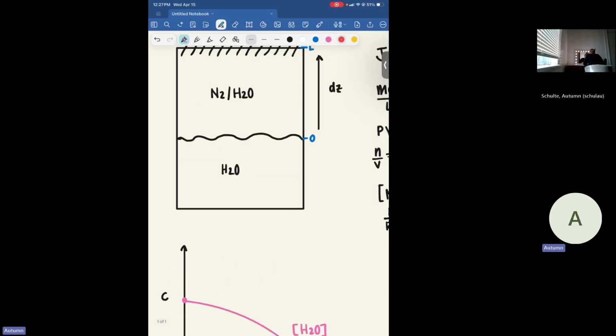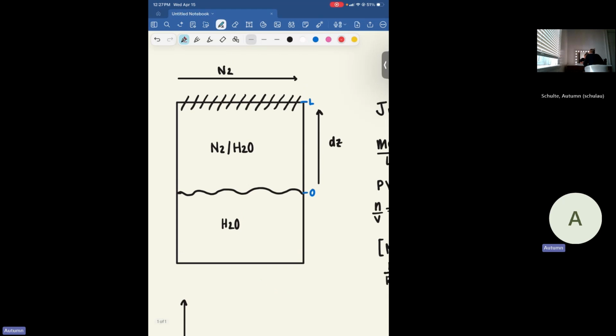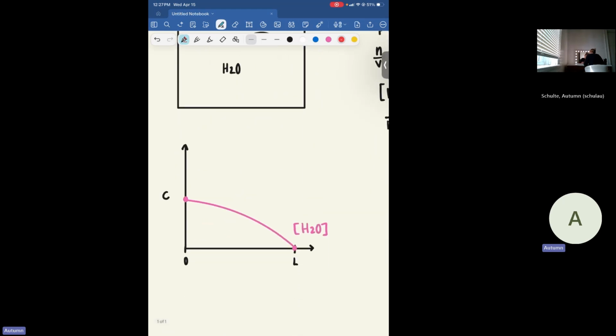Then if we look at our nitrogen, it's the opposite, or it appears to be the opposite. The nitrogen has its highest concentration at position L and its lowest concentration at position 0. So we're going to have somewhat of the opposite sort of trend going on here. And again, this is for the nitrogen. Based on our graph, we are saying that these trends are moving in the opposite direction.